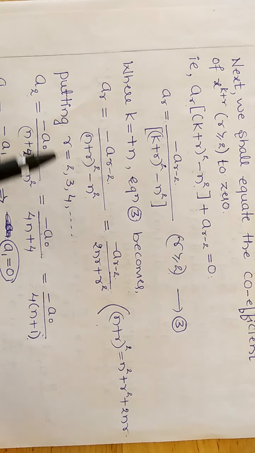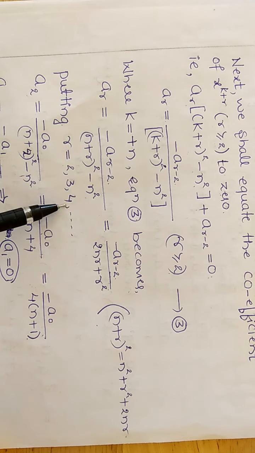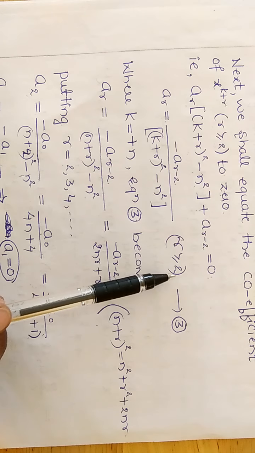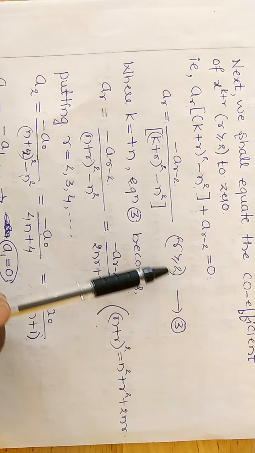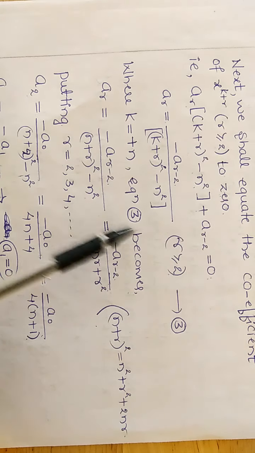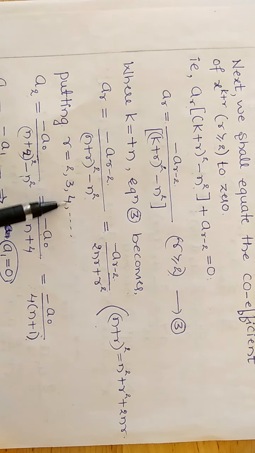Putting r is equal to 2, 3, 4, because r is greater than or equal to 2 means the initial value is 2, and for greater values, 3, 4, 5 and so on.